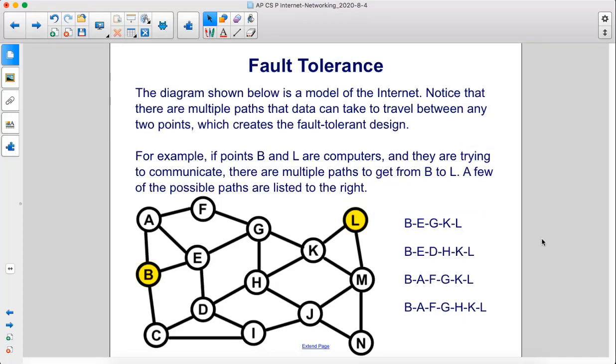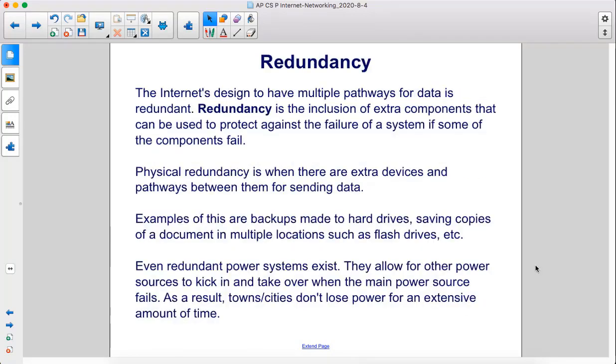The diagram shown below is a model of the Internet. Notice that there are multiple paths that data can take to travel between any 2 points, which creates the fault-tolerant design. For example, if points B and L are computers and they are trying to communicate, there are multiple paths to get from B to L. A few of the possible paths are listed to the right. We could go to E, then G, then K, then L, or we could go to A, F, G, K, and then L. The Internet's design to have multiple pathways for data is redundant.